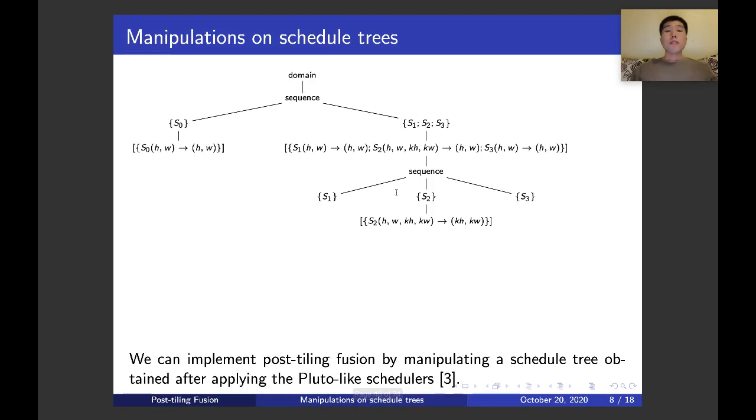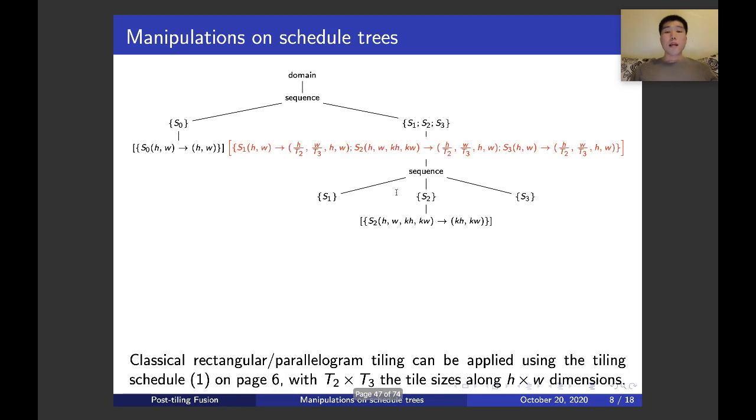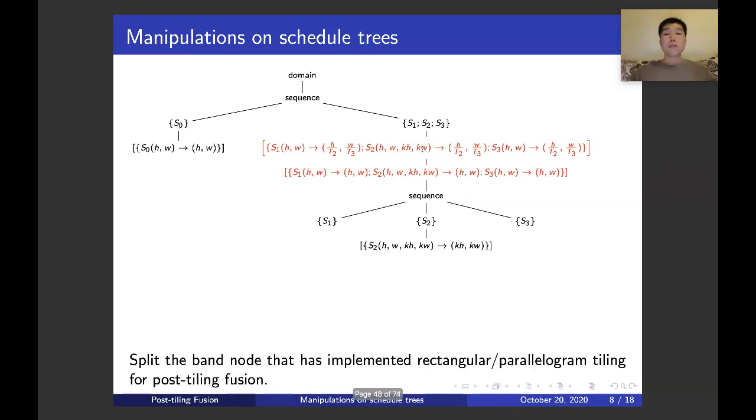So given a schedule tree representation like this, the polyhedral model can apply loop tiling by modifying the band node of the second subtree, as shown here. So this band node has to be split into two parts. The first one represents the tile dimension, and the second one represents the point dimension.